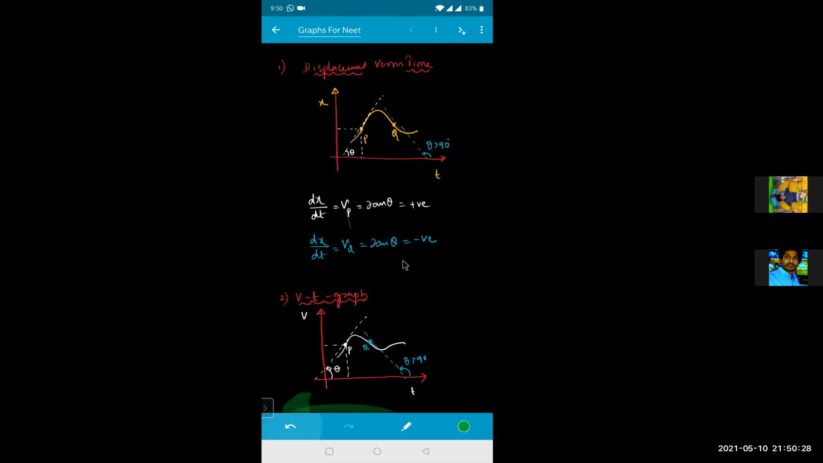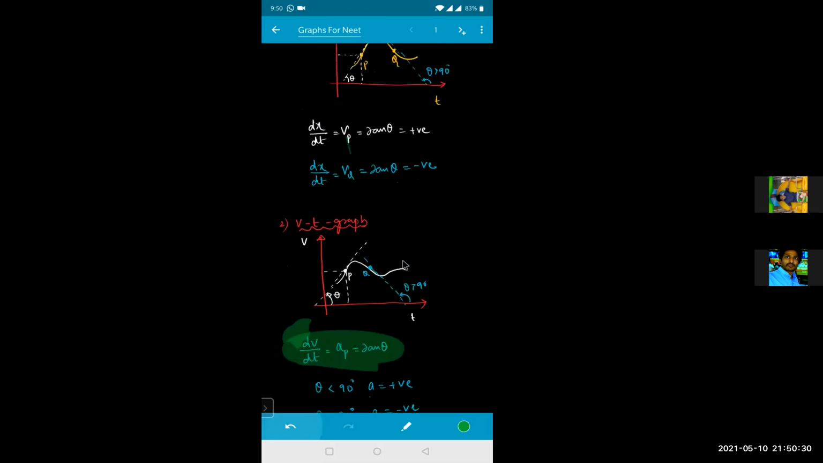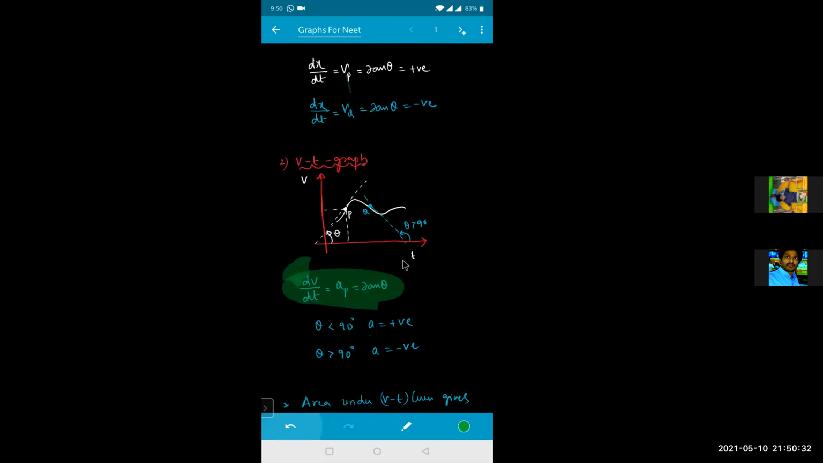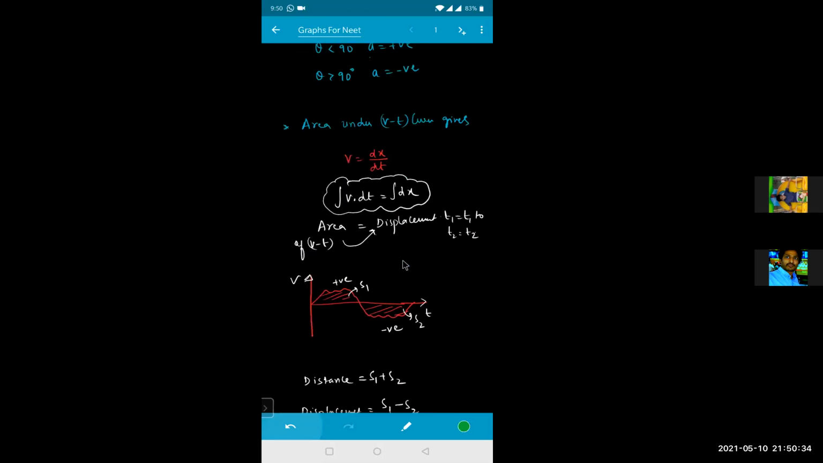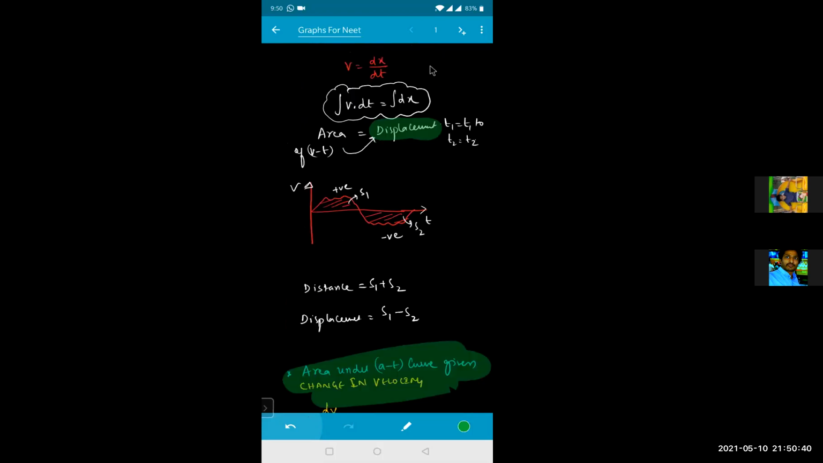And the area under the velocity versus time graph will always give me what, beta? Displacement. And you know that displacement is a vector quantity. So above the time axis you take it as positive, and below the time axis you take it as negative. Distance will never be negative, so distance will be equal to s1 plus s2, and displacement will be equal to s1 minus s2.